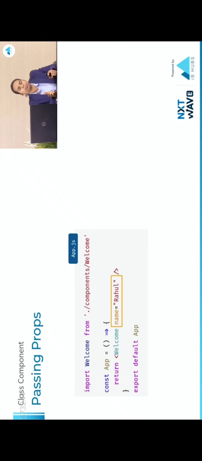Just like how we have passed props in the case of functional components, similarly, we pass props to class components. So there you can see name equal to Rahul. Name is a prop that we want to pass and the corresponding value is Rahul.